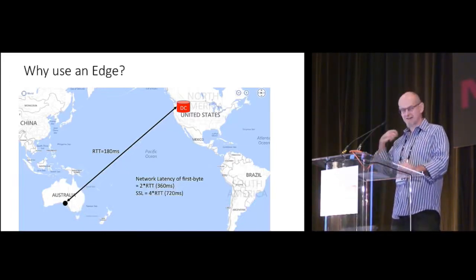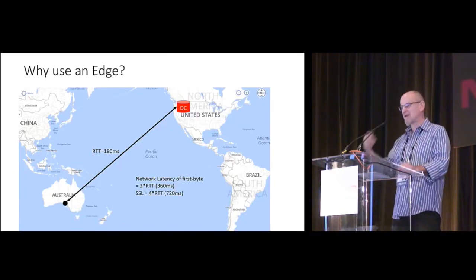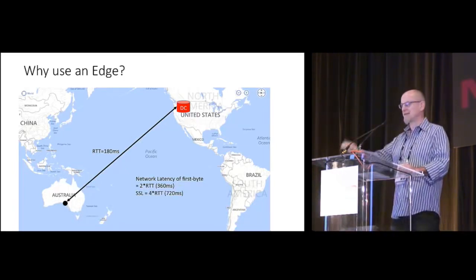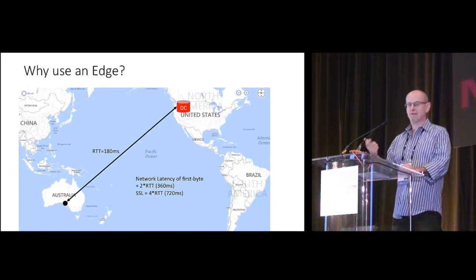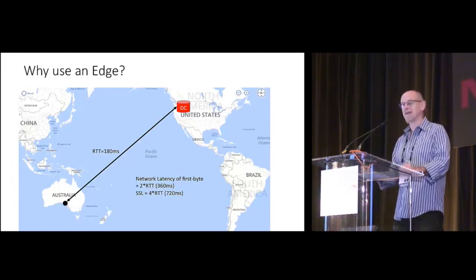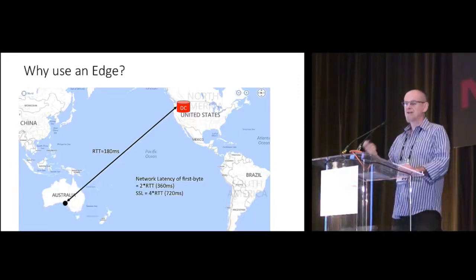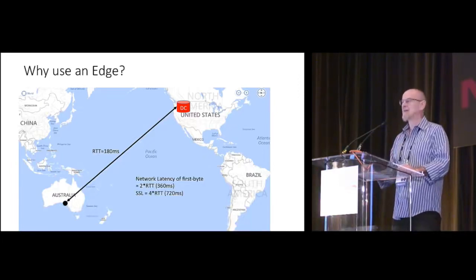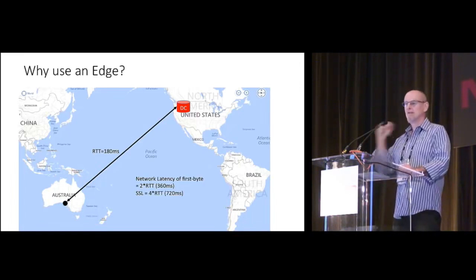And so to get the TCP connection, you've got one round trip. The first byte of the response, you've got a second round trip. If your content's over SSL, which increasingly it is these days, you've got another 2 round trips for that handshake negotiation. So you end up with, doing the math, it says here, I'm glad I wrote that down, 720 milliseconds for an SSL first byte to come back to you.